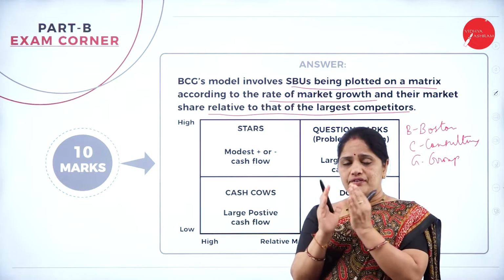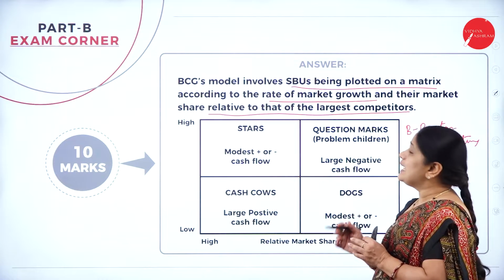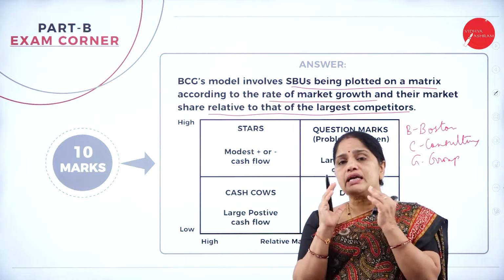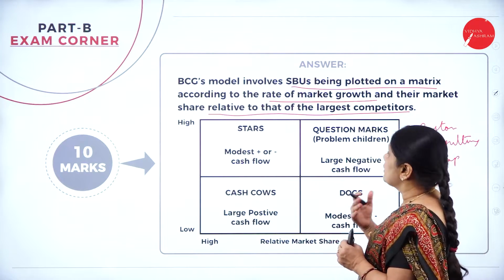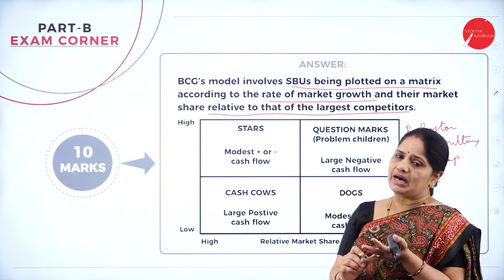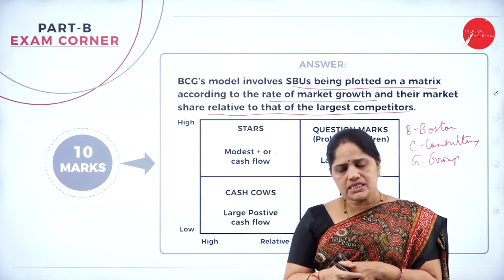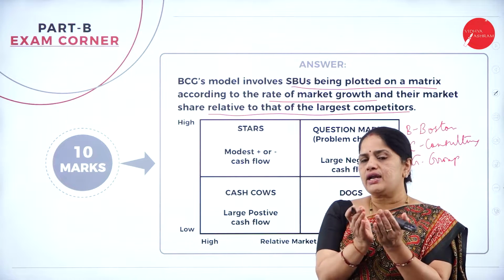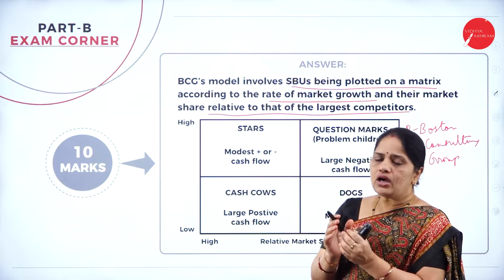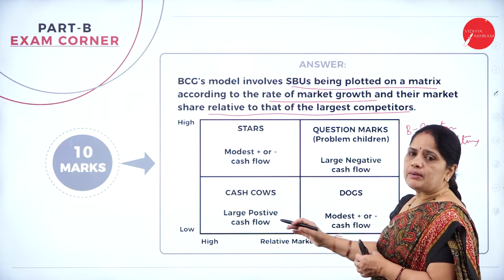So how many business units do you have? They will be divided based on the rate of market growth. Each unit, they will be assessing the rate of market growth of each unit and their market share. So what is the rate of growth and what is the share of the market? It will be in comparison to that of the largest competitor. So what is the share of each of the SBUs in relation to the largest competitor, and also the rate of market growth. Based on this, they have come up with a grid.